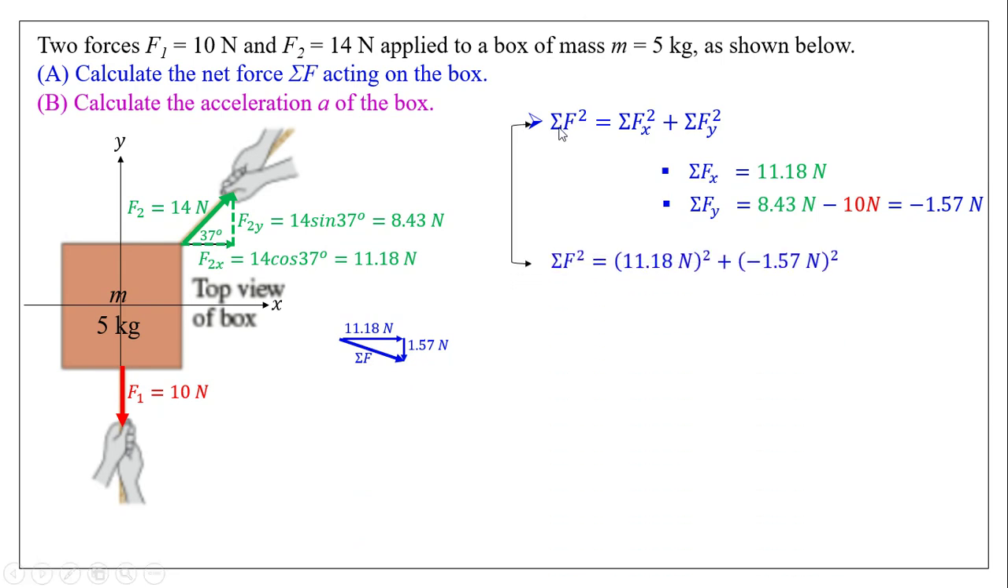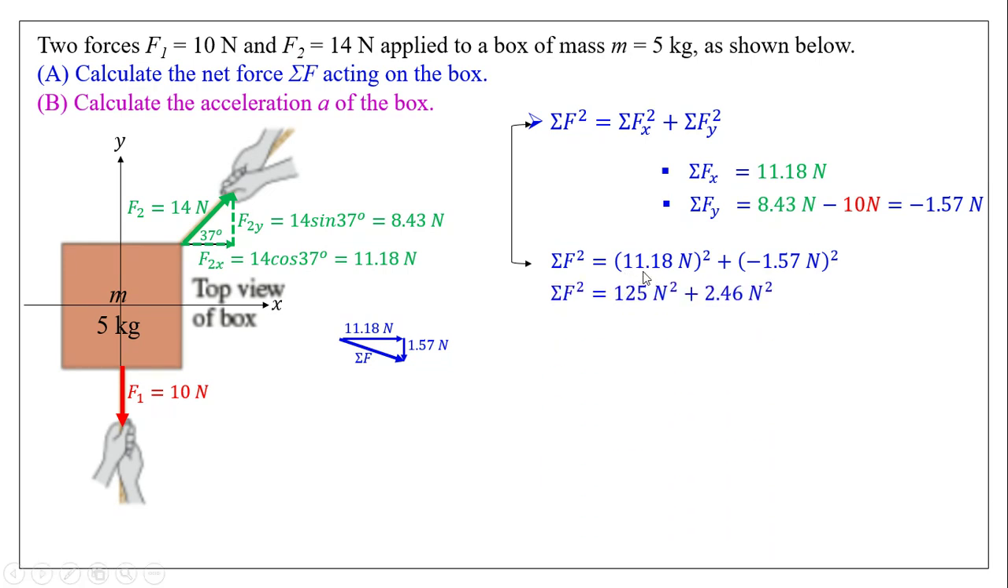So therefore, we can say the net force squared is equal to the net force in the x direction, which is 11.18. We're going to square that. And then we're going to add. But you notice here I use parentheses. In parentheses, I'll put negative 1.57 because the net force in the y direction is negative 1.57, and I want to square that. So squaring a negative value is going to give me a positive value. Okay, so it's important that you use parentheses here.